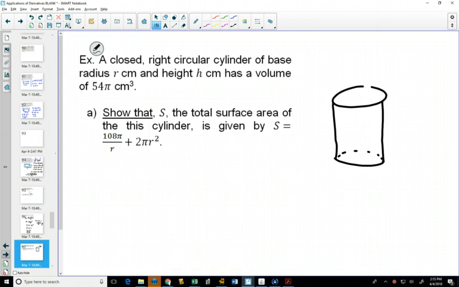For surface area, the surface area of a cylinder with a radius and a height, can you see that your surface area is going to include two circles? One circle's area is pi r squared, so two circles' areas will be 2 pi r squared. Now, what is the surface area of the round part around the cylinder?